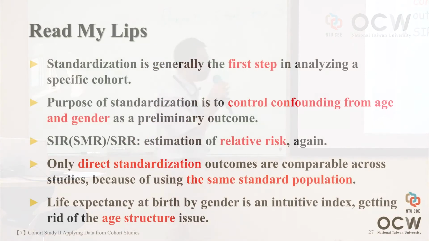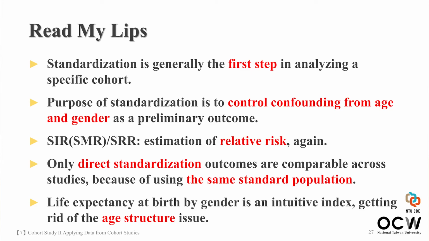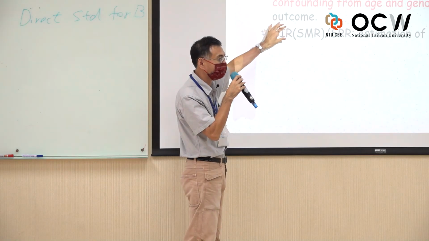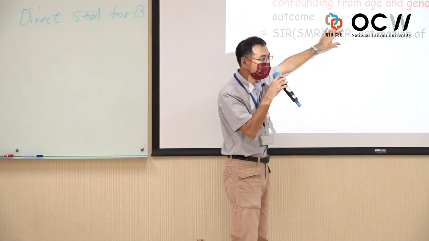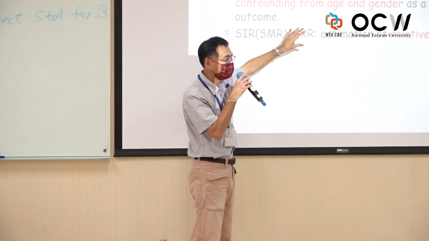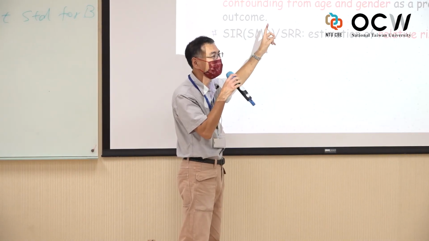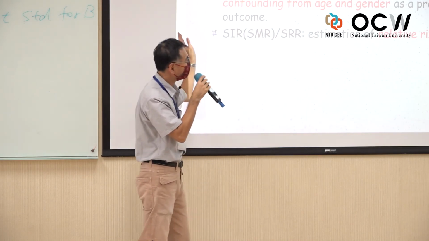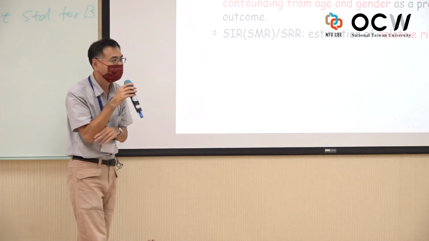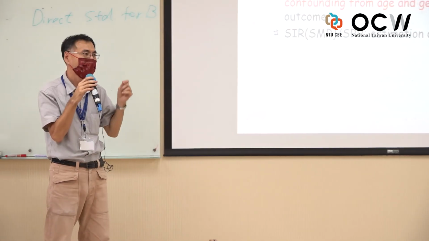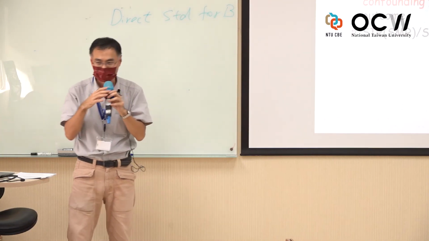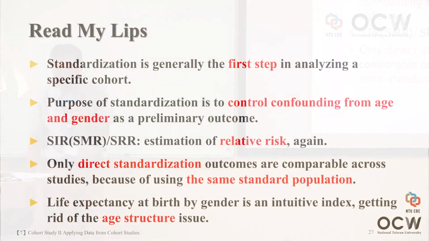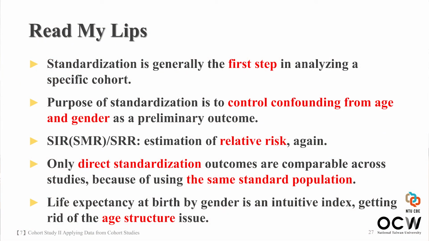And for the SMR or SIR, the I here is incidence for disease, M is mortality. It could be general mortality or cause-specific mortality, right? It's an estimation of the relative risk by indirect standardization. SRR is a method for direct standardization, right? And the purpose of it is to perform the comparison across countries or across studies for international comparison. And all of them are estimations for relative risk. That's why I emphasized the idea of relative risk in the third lecture. Remember? So only direct standardization outcomes are comparable across studies because they are using the same standard population.